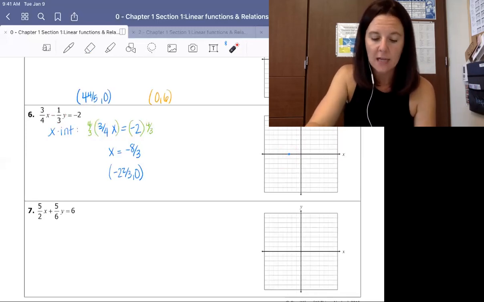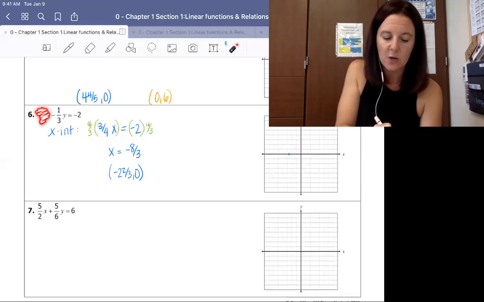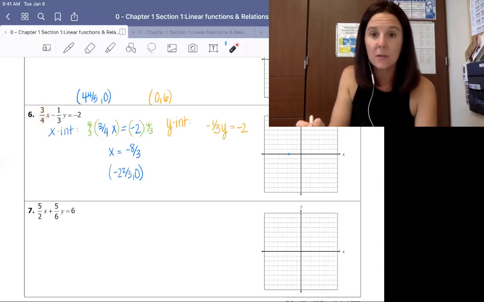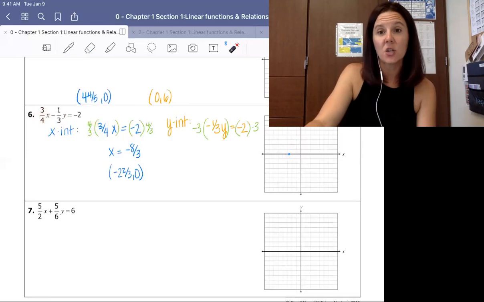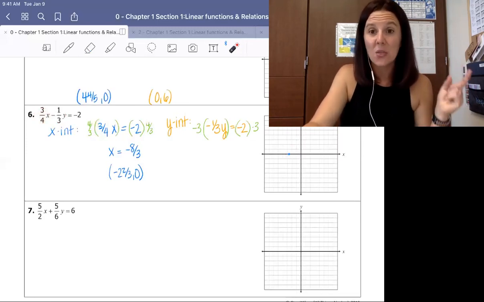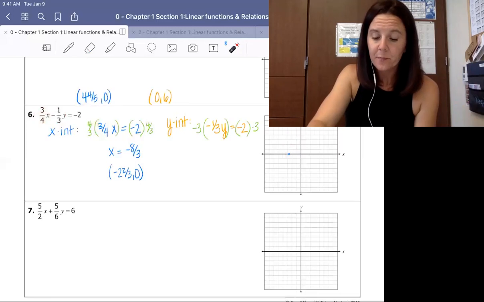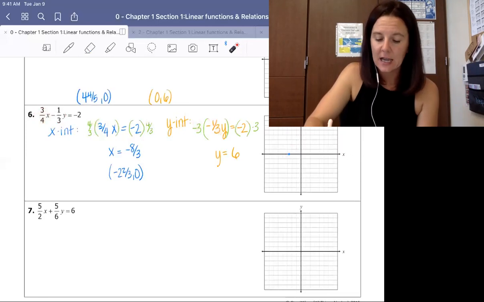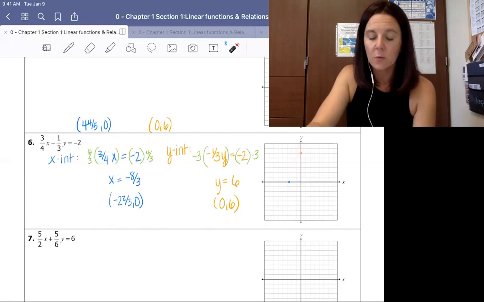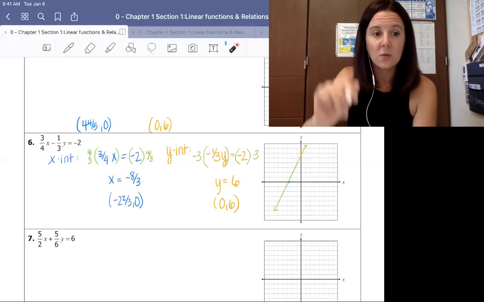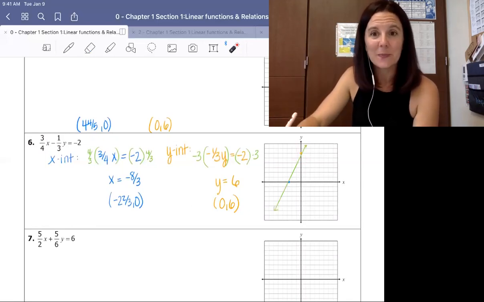Now let's look at y. So for the y-intercept, we ignore the x part of the equation. So I'm just going to copy that, and we get -1/3 y equals -2. Again, multiply both sides by the reciprocal. The reciprocal of the fraction -1/3 is -3, or -3/1. So then this goes away. On the other side, we get 6. And when we plot the 6 on the y-axis, it's way up here. And then we connect our dots. Okay, so hopefully you remember how to do that. Pause, do number 7, come back and check your answer.